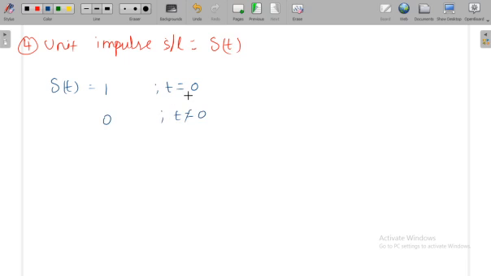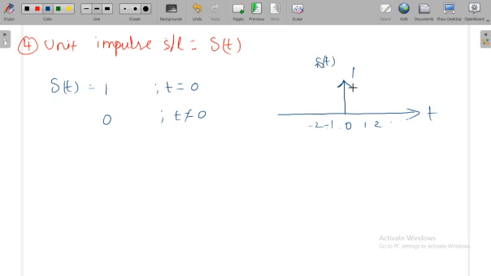Exactly at t is equal to 0 you are getting some value. If t is not equal to 0, it may be positive or negative, then you are getting 0. So how to denote this? This is the axis, so exactly you are having only one impulse, that value is 1. This is at 0, then your axis goes like this, like -1, -2.